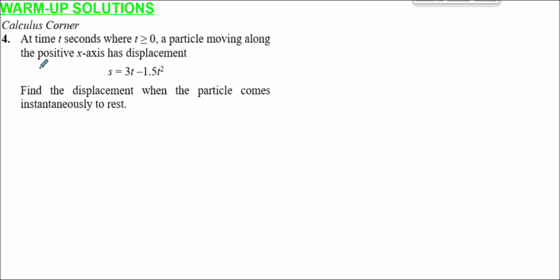So the particle is going to be at rest when its velocity is equal to 0. So it's at rest when v is equal to 0. We need to remember though that the velocity is the instantaneous change in displacement with respect to time. So v is the same as ds over dt.